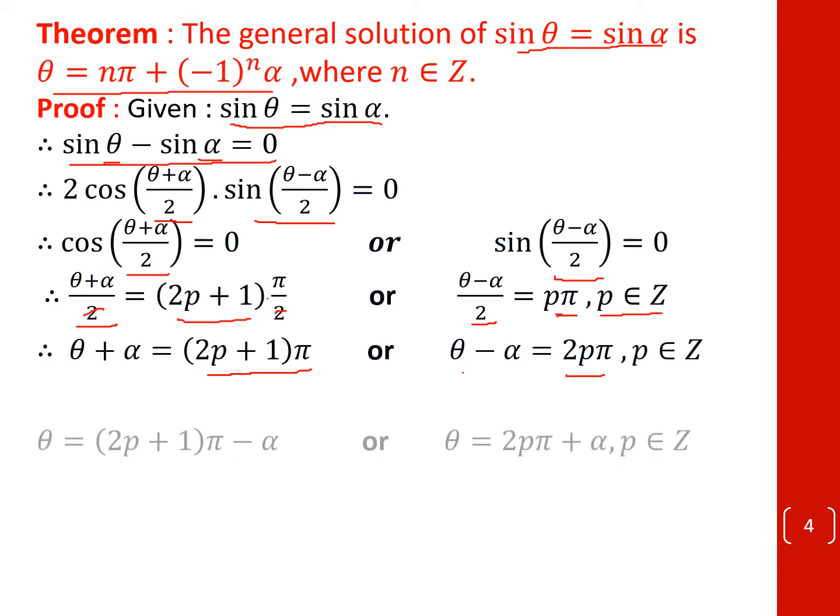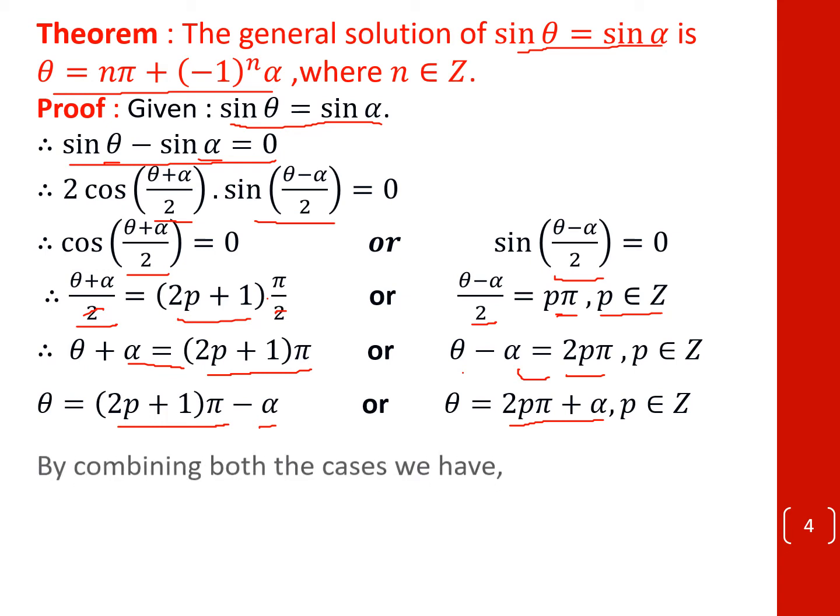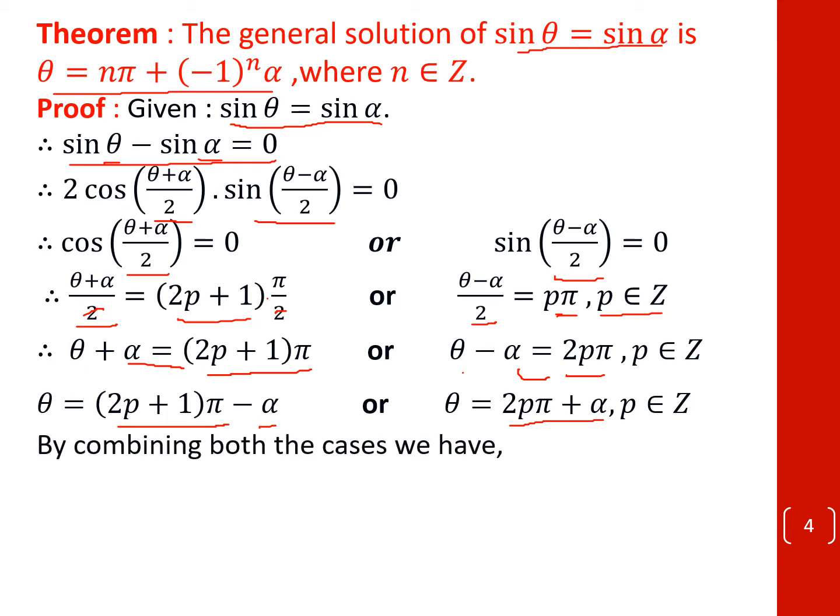So we have theta is equal to (2p plus 1) pi minus alpha, or theta is equal to 2p pi plus alpha, shifting this alpha to the right hand side, where p belongs to Z. See students, now we will combine both the cases. Therefore, by combining both the cases, we have theta is equal to n pi plus minus 1 raised to n alpha, where n belongs to Z.